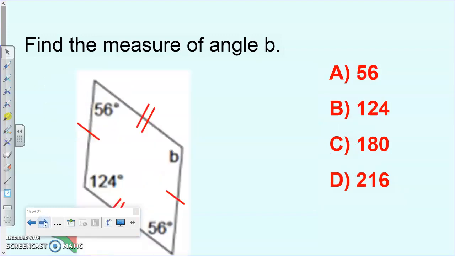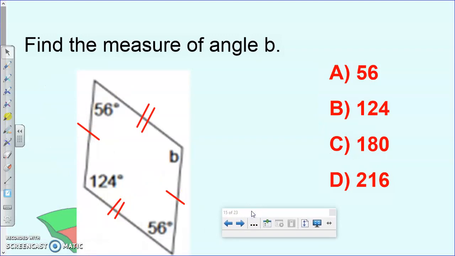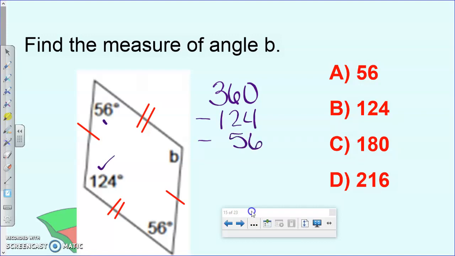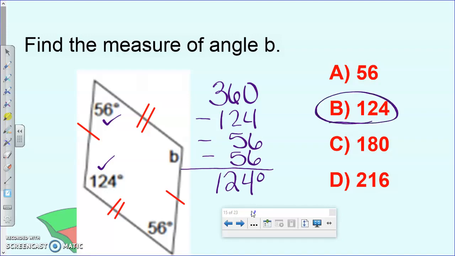Here, again, they all have to add up to 360 degrees, so I'm going to subtract off what they give me. So I'm going to say 360 degrees minus 124 minus 56 minus 56. Once I subtract all of that off, I'm left with 124 degrees.